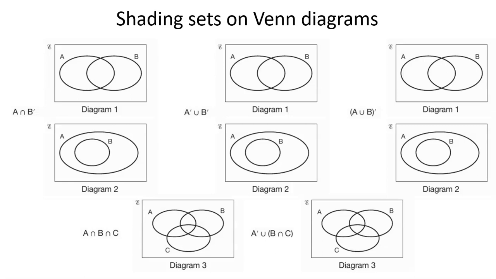Hello, and this time I'm looking at Venn diagrams and how to shade various sets onto various Venn diagrams. I've got three types of Venn diagram, and I've got some different examples of things to shade in, and I'm going to use my patented dot and cross method.